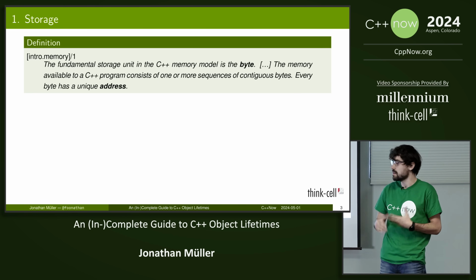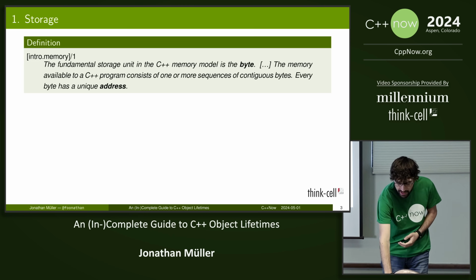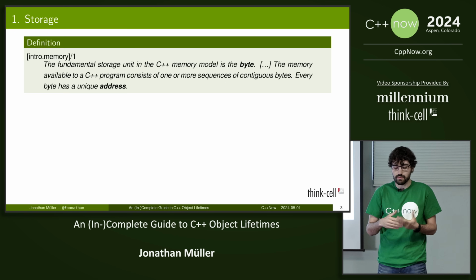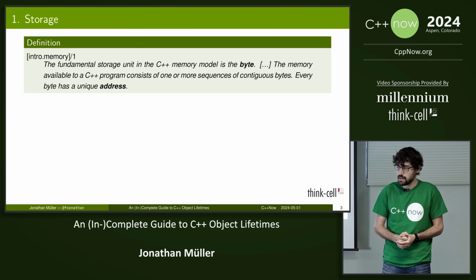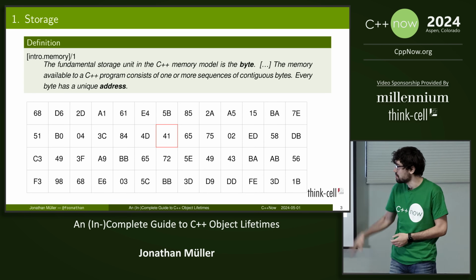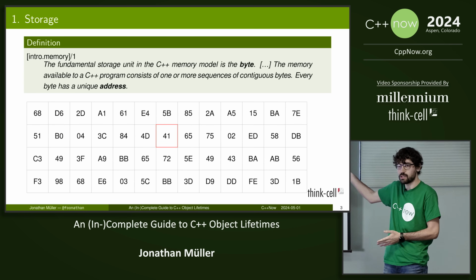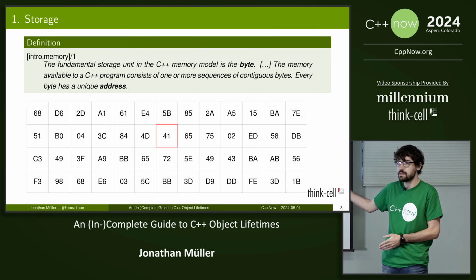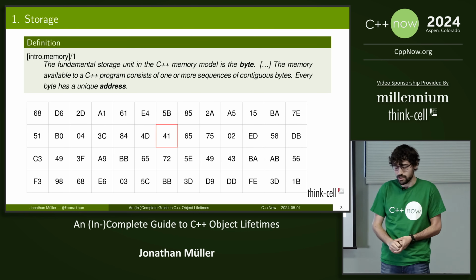So let's begin with storage. The fundamental storage unit in C++ is a byte. So we've got a memory in a C++ program, and it consists of a sequence of contiguous bytes, and every byte has a unique address. So this is computer memory, and we've got some bytes, and the bytes store a couple of bits. And I've highlighted one of those bytes there. It stores the bits 0x42.